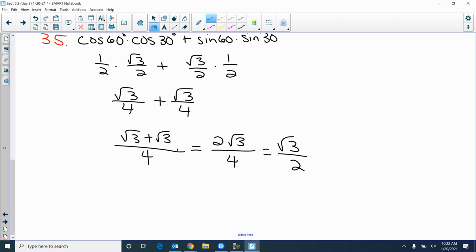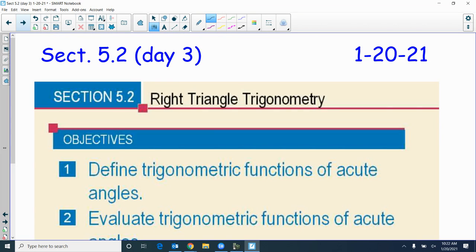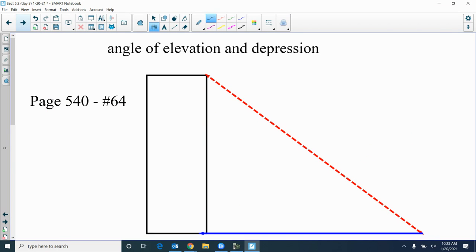All right, get your books open. We're going to go over a couple questions out of your book. Just make sure we're good on those. And just turn to page 540 and read through 64 if you would.